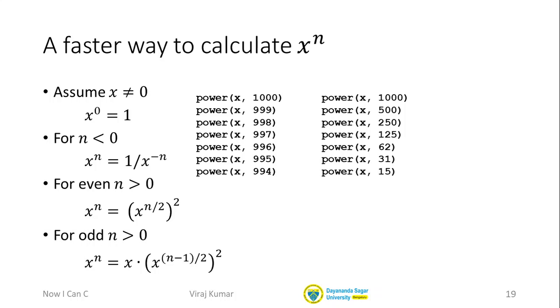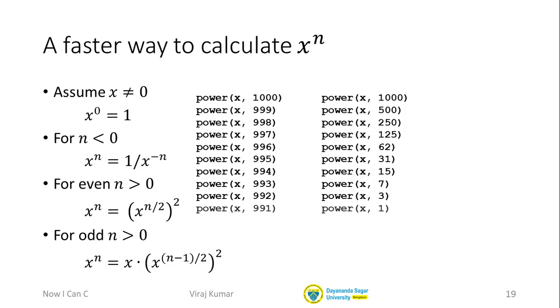31 is odd, so we call 15. 15 is odd, so we call 7. 7 is odd, so we call 3. 3 is odd, we call 1. 1 is odd, so we call 0. And we're down to the base case for the code on the right. And the code on the left, the old code, is still trying to calculate x to the power 990, and it has a long way to go. So this is an example of how a clever definition could result in a much faster implementation.